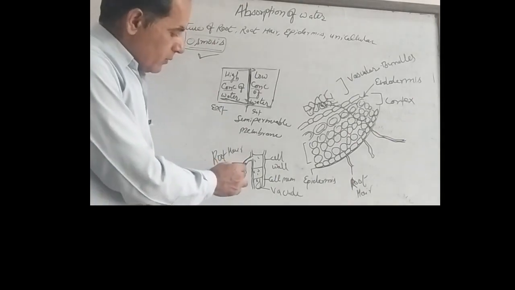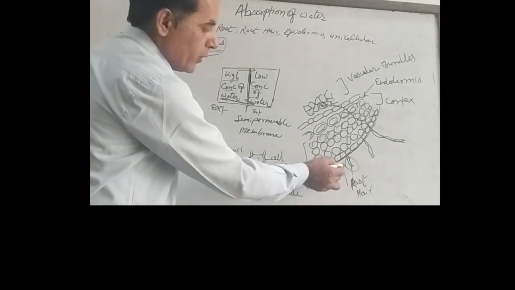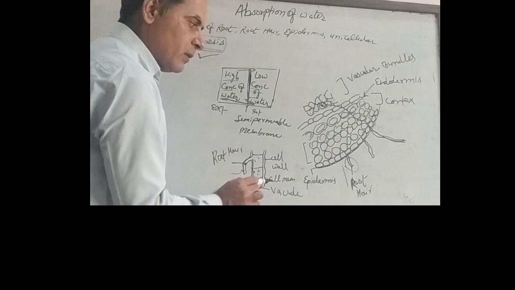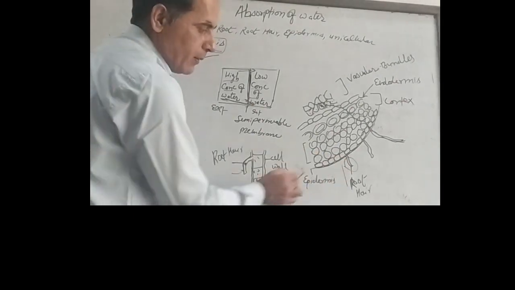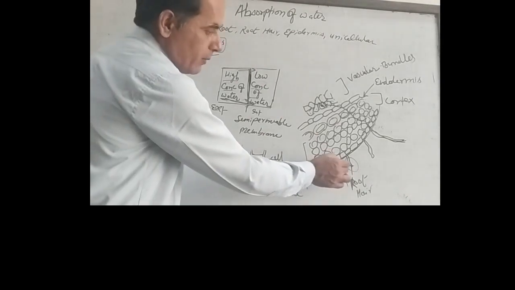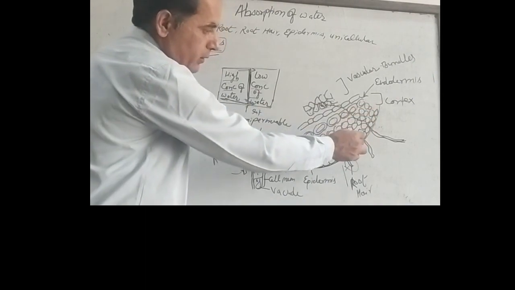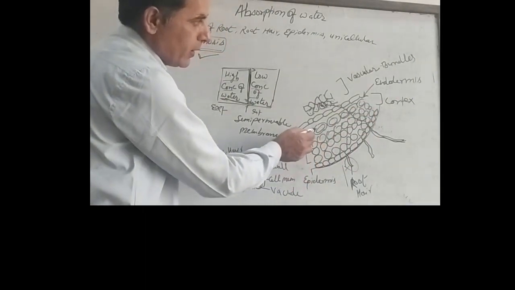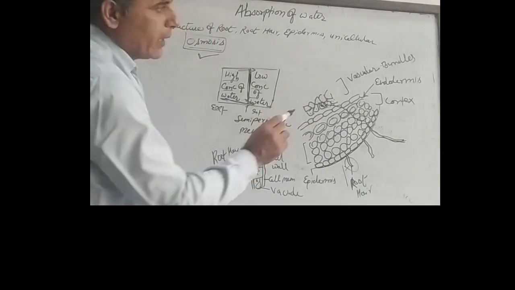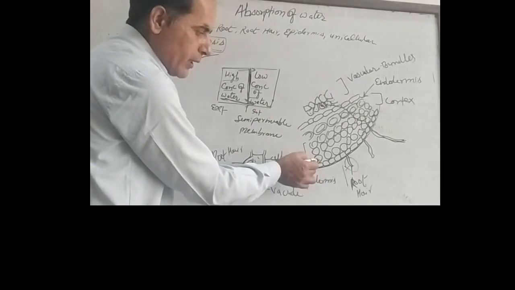You can see the water is absorbed here by the root hairs. Water will be taken by the root hair. Root hair is a single layered structure made up of simple epidermal tissue. Now water is absorbed by this root hair, then water will move into the cortex region. This is the cortex region, and from the cortex region the water will move towards the vascular bundle by passing through the endodermis. So how does the water move from one cell to another cell?